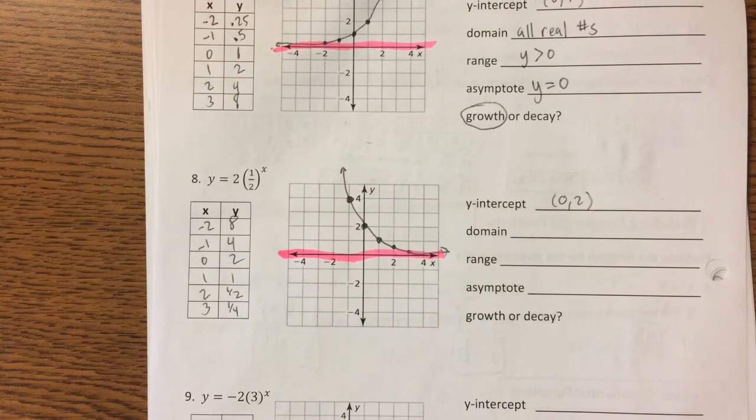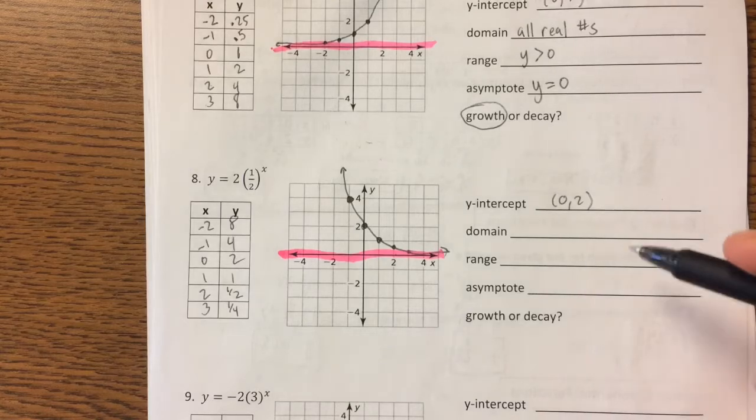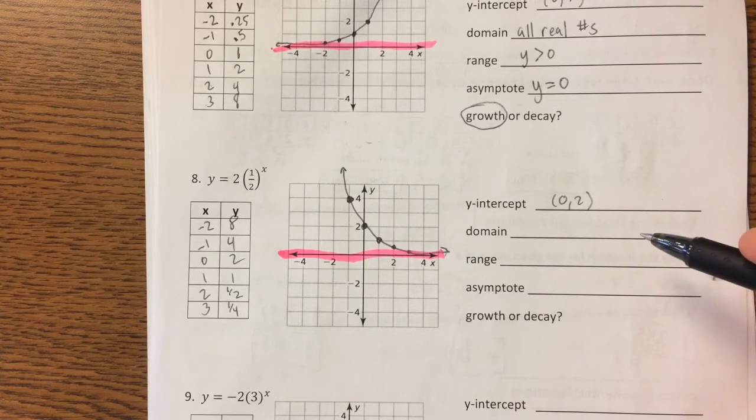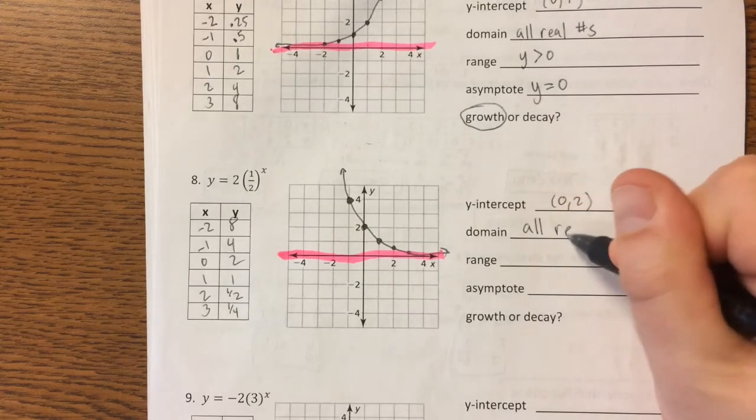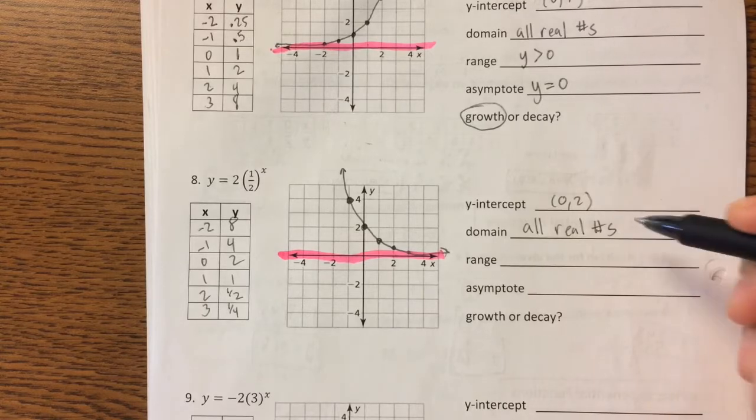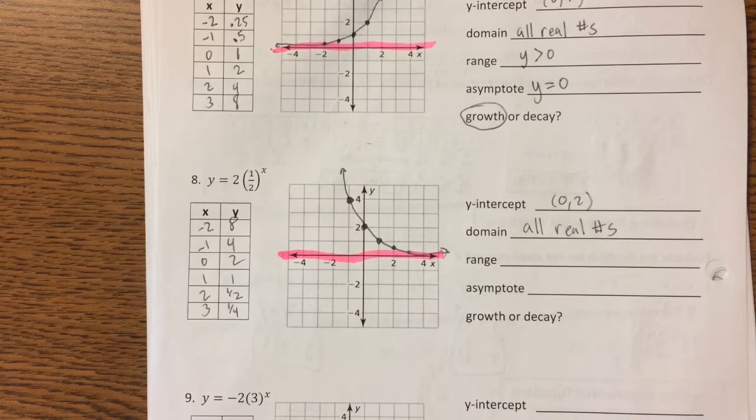What's the domain? y is greater than 0 is correct for the range. The domain is going to be all real numbers. I heard somebody say that too, and that's going to be every time all real numbers for the domain. That answer will always be the same for exponential functions and linear functions for that matter.